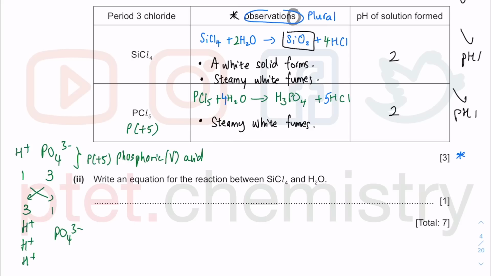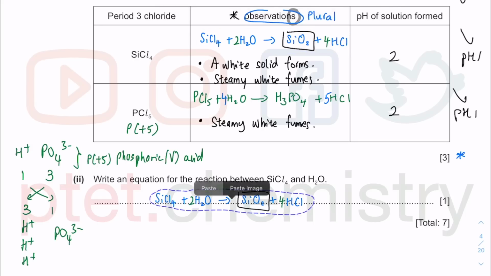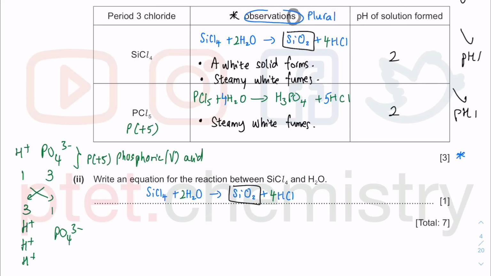They want you to write an equation for SiCl4 and H2O here. I already wrote the equation before, so I am just going to copy paste it into the space given there. Whatever you do, make sure you balance your equations. Do not write any equations without it being balanced. This is surprisingly low for these 7-mark questions in this A-level paper. But anyway, they can ask you anything from the AS syllabus as well, so make sure you know your AS stuff.